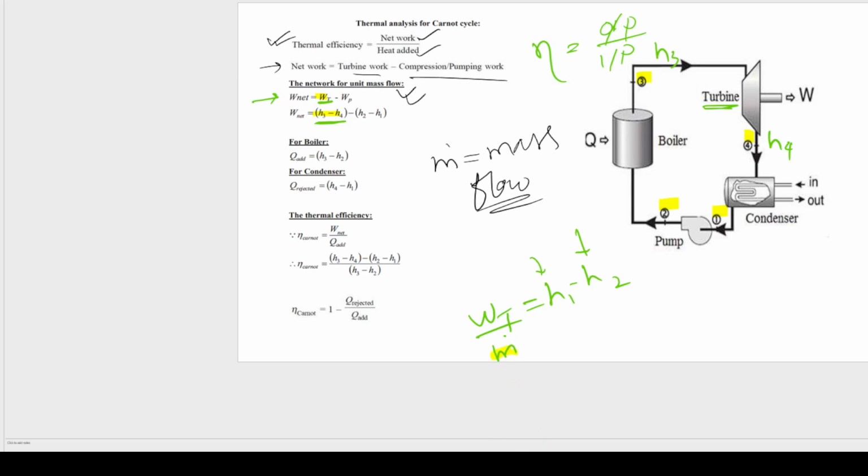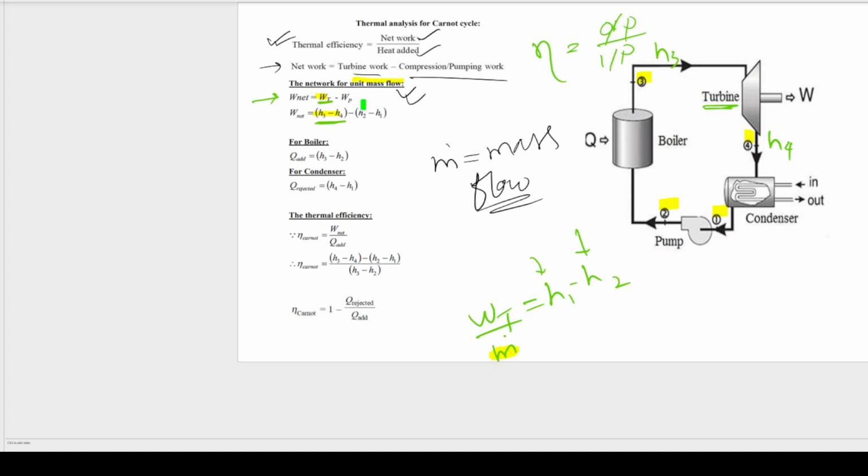And where did this m dot disappear? Because we are doing it for a unit mass flow. That's why it is 1. Okay, because of that reason we are getting h3 minus h4. And now the rest you can very easily understand, very easily you can calculate it.